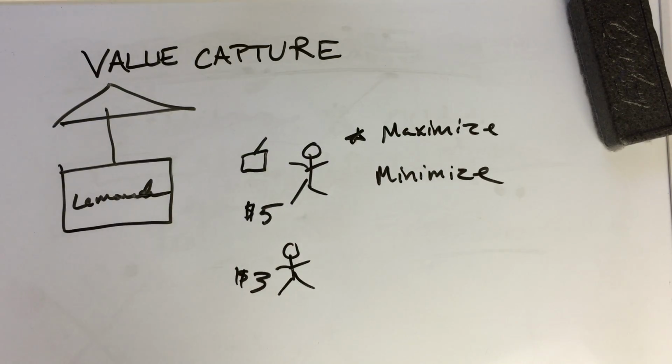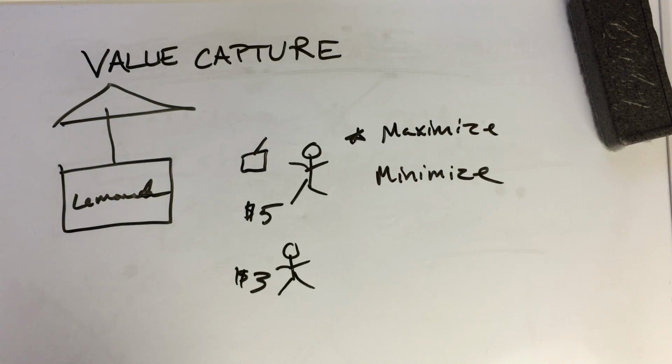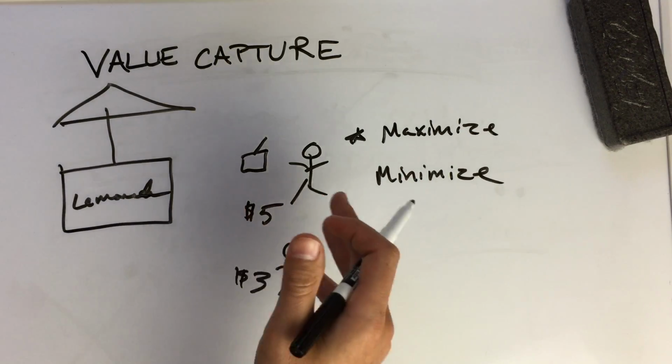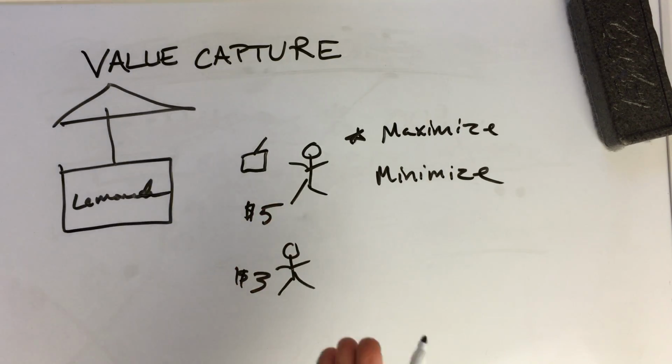That's a good strategy, but obviously there's some drawbacks. These consumers are probably not that happy with the value that they're getting out of the lemonade. They're getting minimal value. And you're also going to leave yourself vulnerable to being undercut. And that's where the minimize strategy comes in.